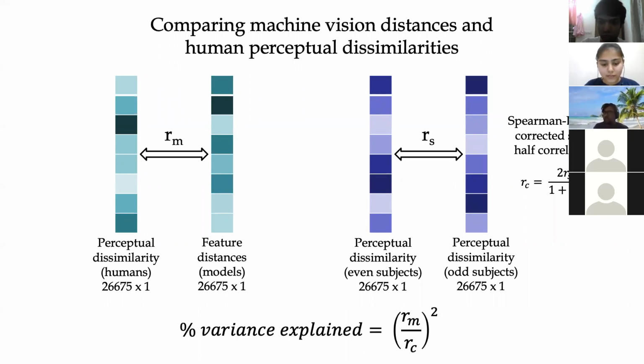And then we have this percent variance explained measure, which is the squared ratio between the model correlation and the corrected split half correlation. So this is what I'll be using to say how good a particular computer vision model is in explaining human perceived dissimilarities.